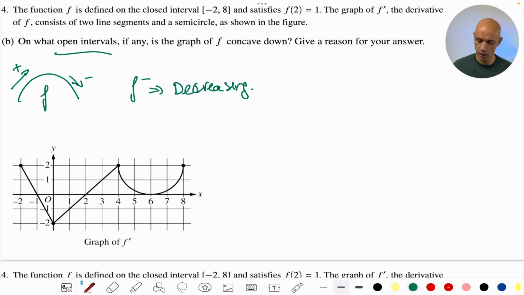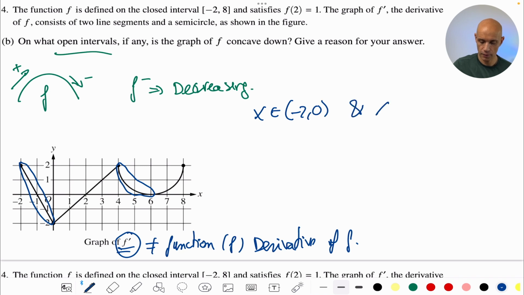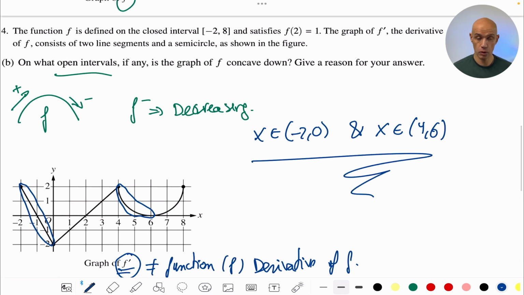Where is it decreasing? Well, let's choose. We see that here it is decreasing. Remember, this is the derivative, and here it is decreasing. So the tricky part is that this is the derivative and it's not the function. It's not f, okay? It's the derivative of f. That's tricky. But then the solution is open intervals, so don't close them, from -2 to 0 and from 4 to 6. And that's it. End of the story. We got it. Let's go to the next one.